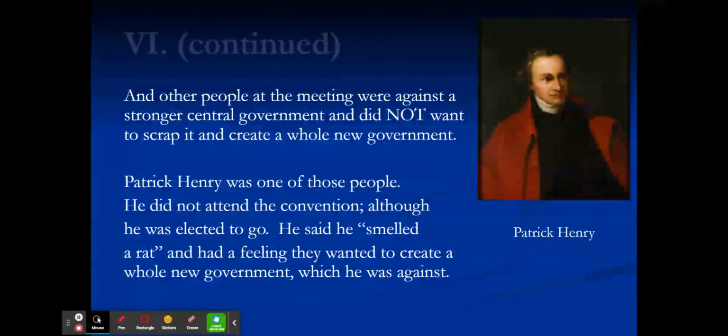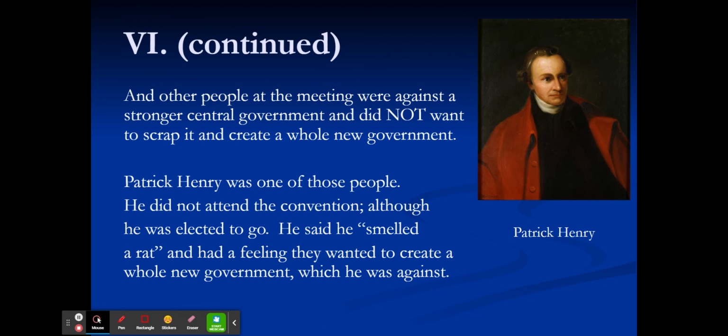Now, not everyone wanted a stronger central government. Other delegates at the meeting were against the idea of having a stronger central government. They did not want to scrap it and create a whole new government. They wanted to do just the mending. They didn't think the central government running the whole United States needed to be any stronger.